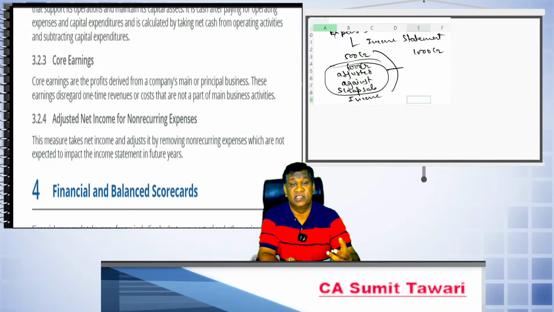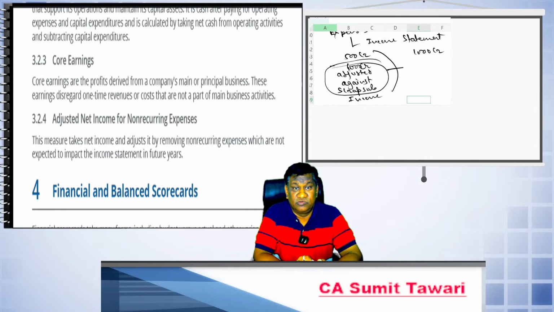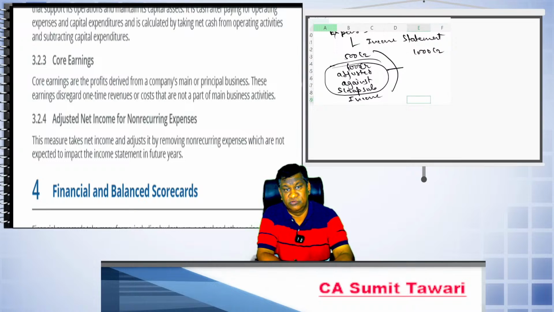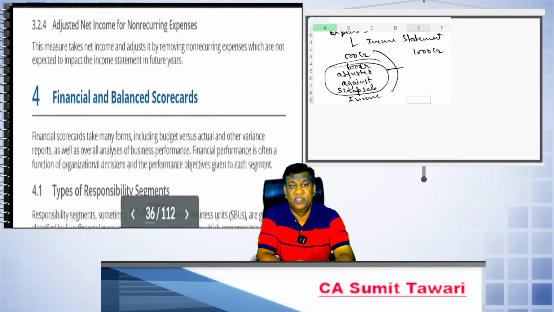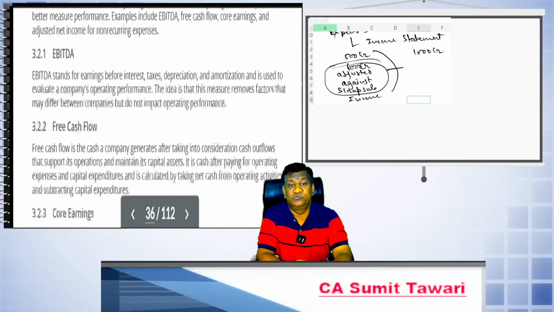So whatever technical people are available with me, I need to remove them from my organization, and for that I need to pay them a severance package. This is a one-time expense, so that also we need to adjust. In the same way, one-time income we need to adjust, and one-time expenses we need to adjust. This measure takes net income and adjusts it by removing non-recurring expenses which are not expected to impact the income statement in a future year. So these are some of the financial parameters which we need to use for benchmarking.